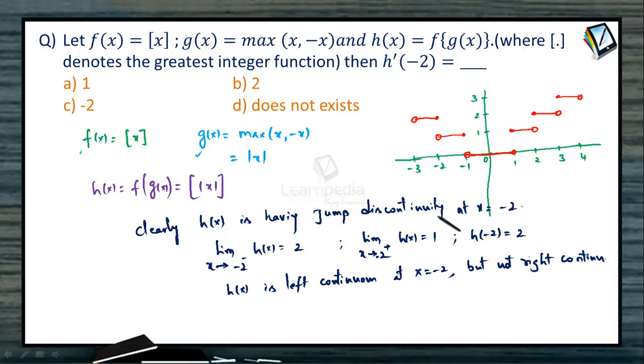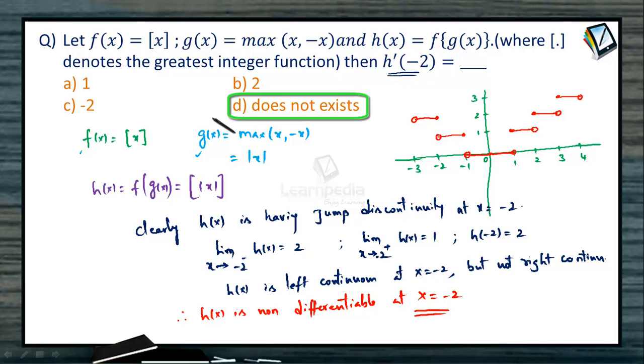When a function is discontinuous, clearly the derivative does not exist. Therefore, h of x is non-differentiable at x equal to minus 2. So how much is the h dash of minus 2 value? It does not exist, right?